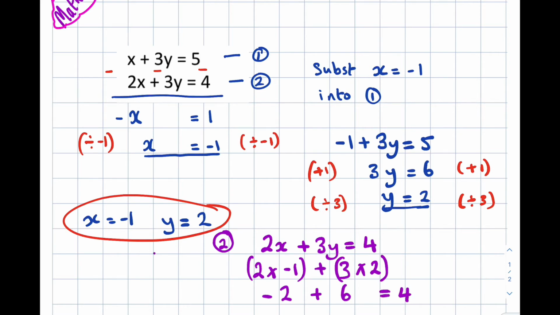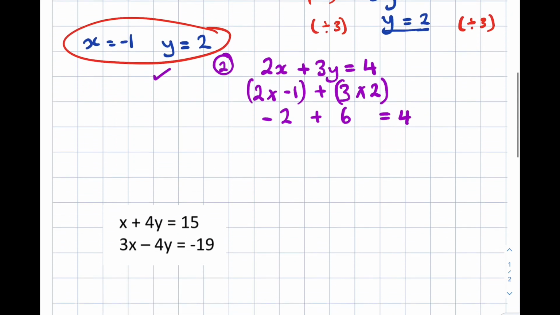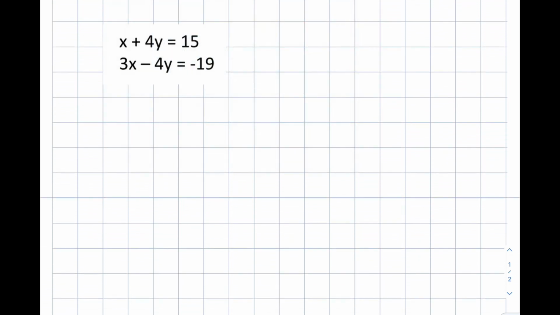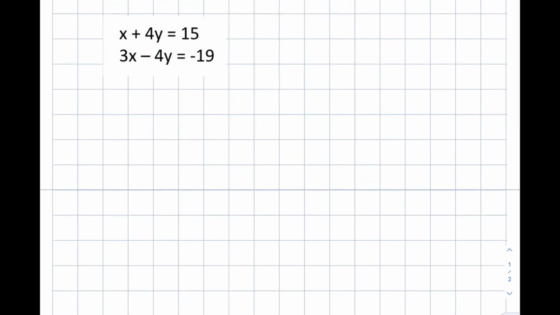Okay, then this solution must be correct because it works for both of these equations. Okay, let's just have a quick look at one more. We're looking for a solution for x and y. To find out what these values could be, we need to work out the x value and the y value where, when we substitute it back into this equation, it gives us 15. When we substitute it back into this side, it gives us a negative 19.